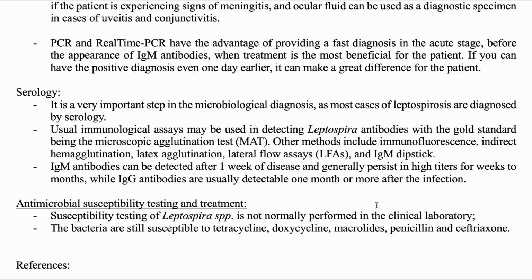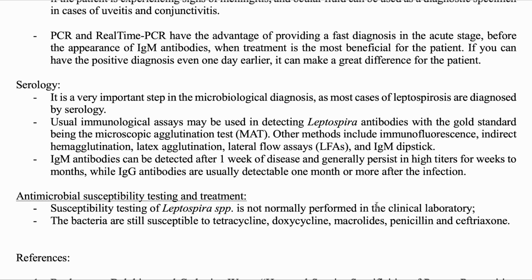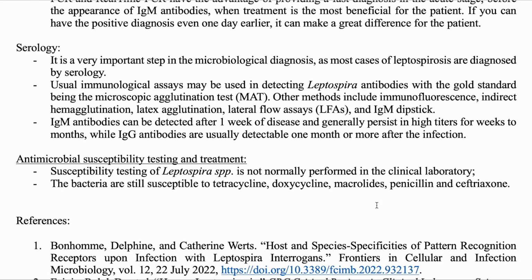Serology. It is a very important step in the microbiological diagnosis, as most cases of leptospirosis are diagnosed by serology. Usual immunological assays may be used in detecting Leptospira antibodies, with the gold standard being the microscopic agglutination test. Other methods include immunofluorescence, indirect hemagglutination, latex agglutination, lateral flow assays, and the IgM dipstick. IgM antibodies can be detected after 1 week of disease and generally persist in high titers for weeks to months, while IgG antibodies are usually detectable 1 month or more after the infection.